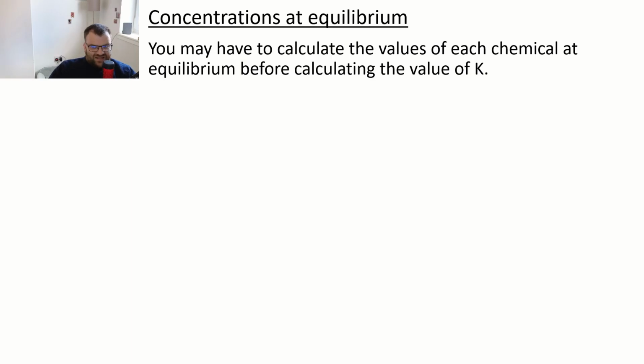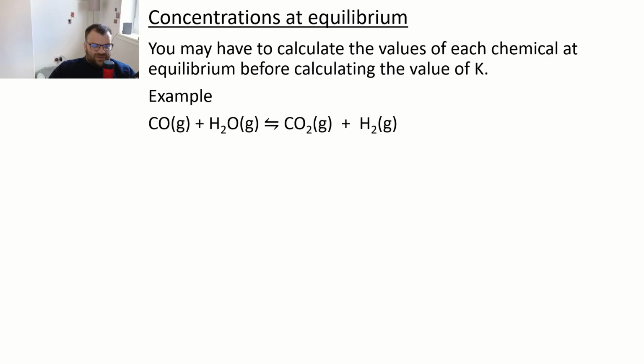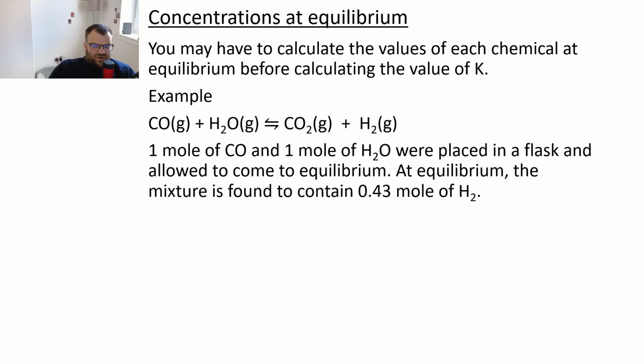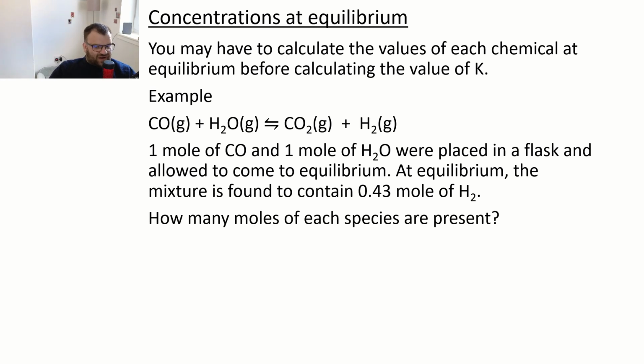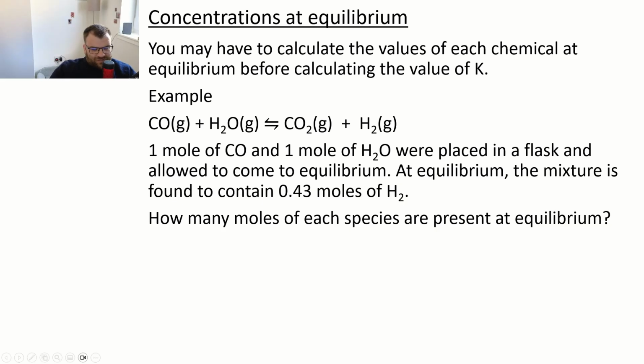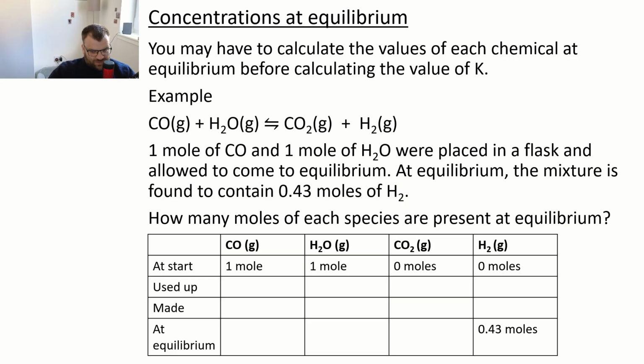You might get asked to calculate the values of each chemical at equilibrium and then go on to calculate the value of K. An example would be where you're given an equation, we're told information about how much of a chemical we have at the start, and also some information about what we have at equilibrium. What we need to do is figure out how many moles of each species will be present at equilibrium. What I find is quite useful to do is to sketch up a little table that has the different chemicals, and we plug in information about what we have at the start, and then what we've got at the end, at equilibrium.